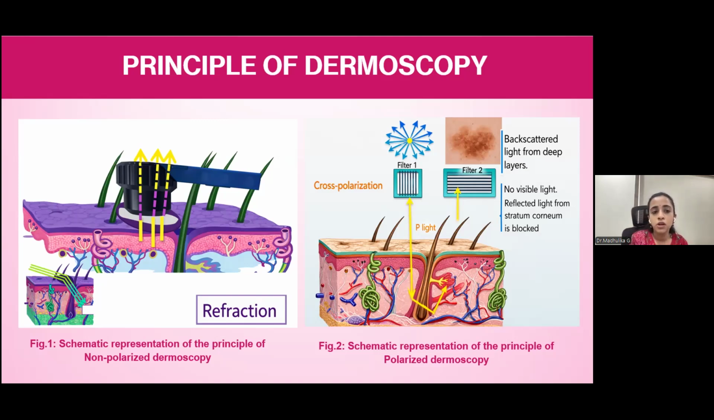So there is also something called wet dermoscopy and dry dermoscopy. Dry is without using a linkage fluid, wet is using a linkage fluid. So non-polarized is always wet dermoscopy, while in polarized you can go dry or wet. And non-polarized is always contact, while polarized can be non-contact or contact. Okay, next slide.